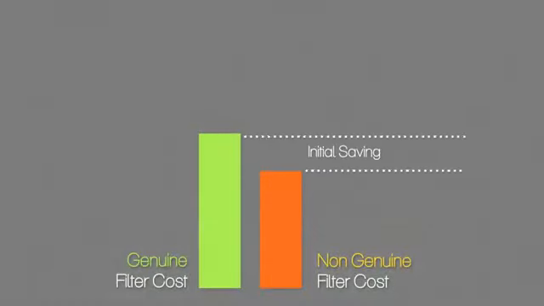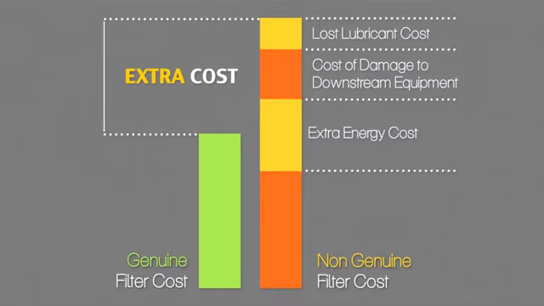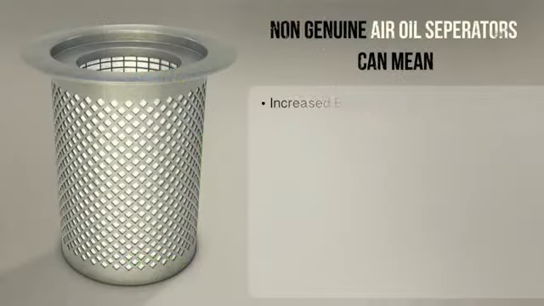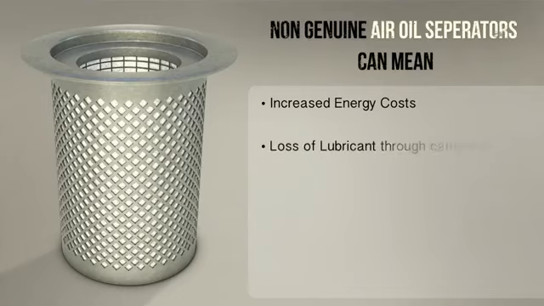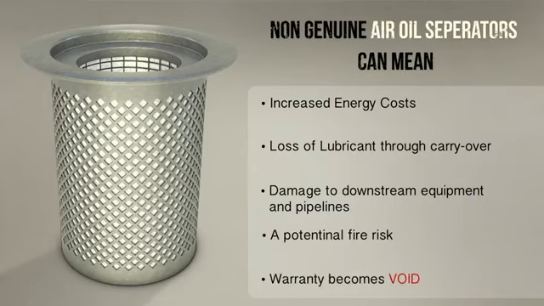Any small saving made with the initial purchase price can be cancelled out very quickly, and then ends up costing more over the component's life with increased energy costs, loss of lubricant through carryover, damage to downstream equipment and pipelines, a potential fire risk, and not forgetting that using non-genuine components voids your warranty.